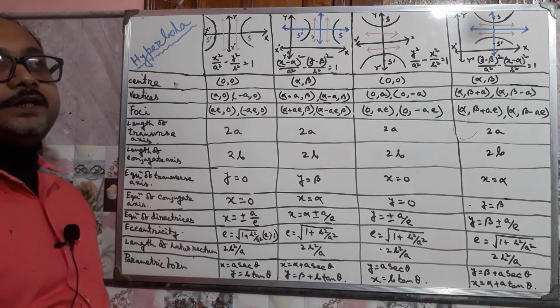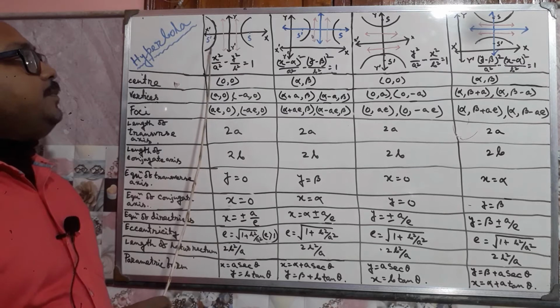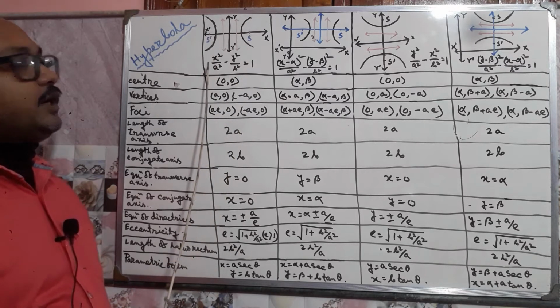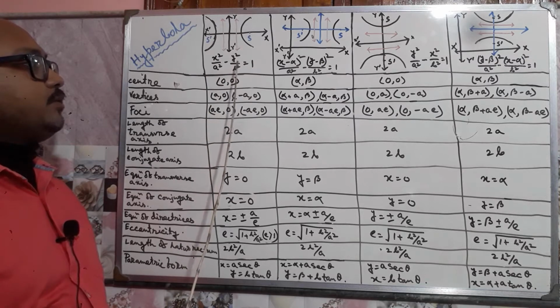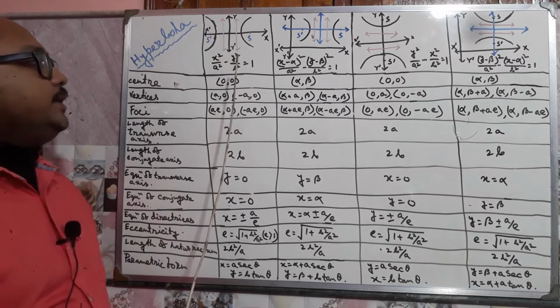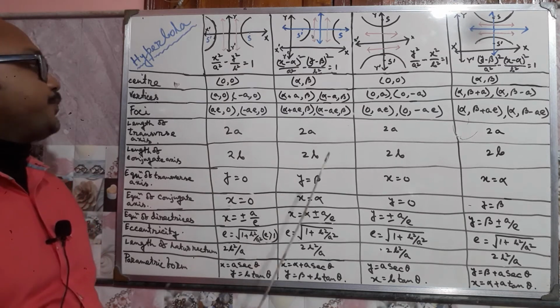Today our topic is hyperbola. If it is the form of the hyperbola, then the standard equation will be x square by a square minus y square by b square equal to 1. The properties of hyperbola are almost the same as the properties of the ellipse.